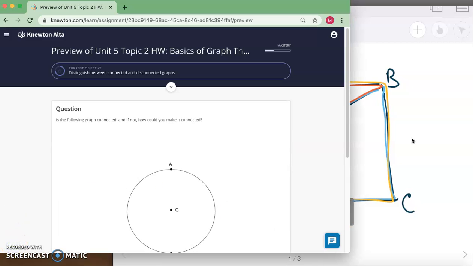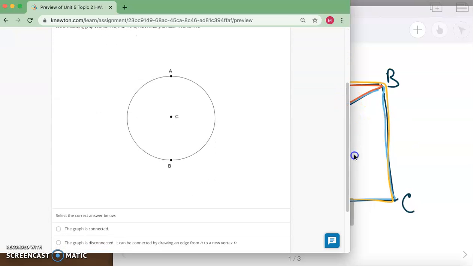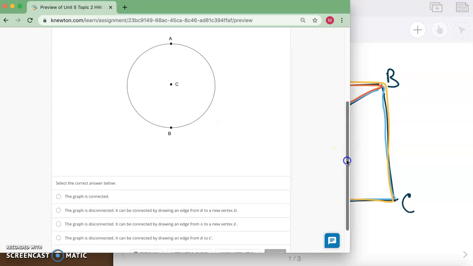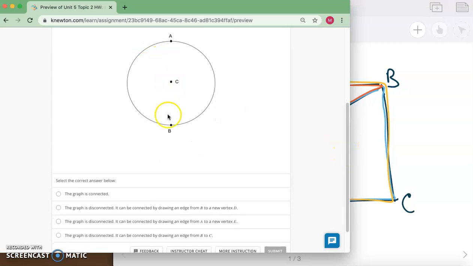Is the following graph connected? And if not, how could you make it connected? Well, can I reach every vertex from another vertex via an edge? No, I cannot because A is not connected to C, nor is B connected to C. So the graph is definitely disconnected. So we know that first option is not for us. It's going to be one of the other ones. Now, you can do it by either connecting A to C or B to C, right?